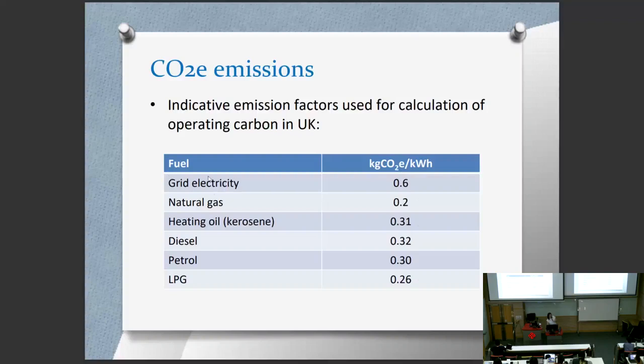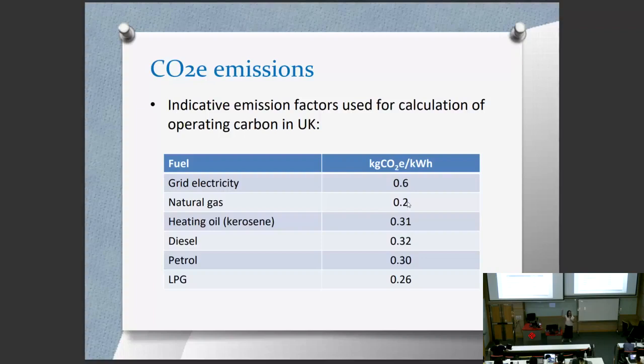For electricity, the emission factor would be 0.6 kg of carbon dioxide equivalent for every kilowatt hour of electricity consumption. For natural gas, the emission factor is 0.2 kg of carbon dioxide equivalent for every kilowatt hour of natural gas energy consumption. So these are the conversions from energy into carbon dioxide equivalent.